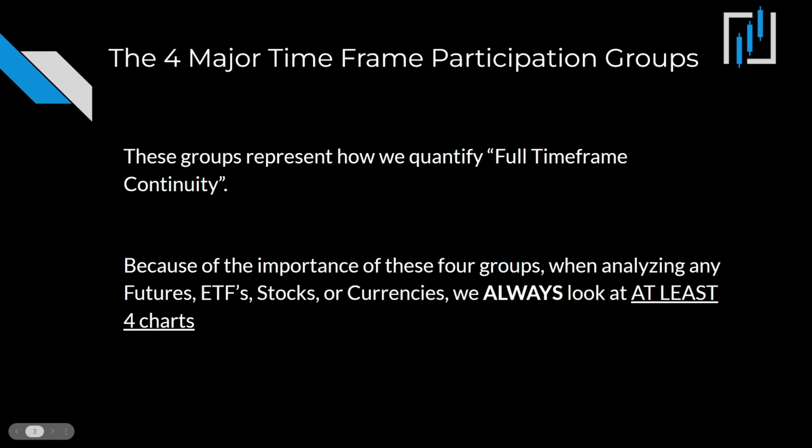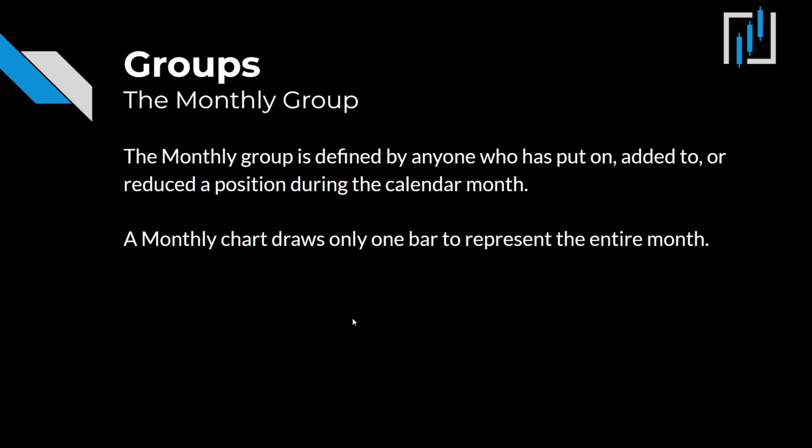The 4 major time frame participation groups. These groups represent how we quantify full time frame continuity. Because of the importance of these 4 groups, when analyzing any futures, ETFs, stocks, or currencies, we always look at at least 4 charts. The monthly group is defined by anyone who has put on, added to, or reduced a position during the calendar month. The monthly chart draws 1 bar to represent the entire month. And the distinction there is you need to know that the monthly chart is its own group. It's not just 20 daily charts put together. It is its own bar, and it's 1 bar until the end of the month, and then it closes.